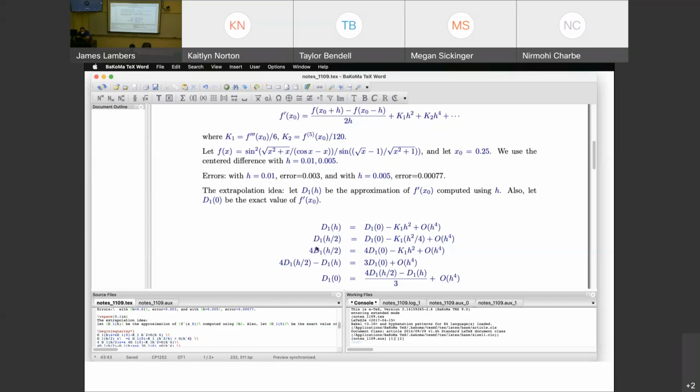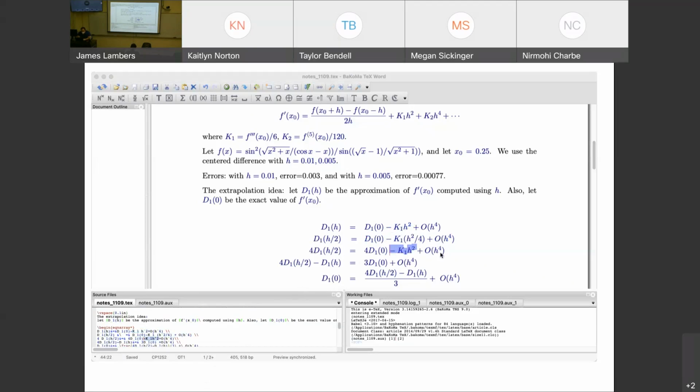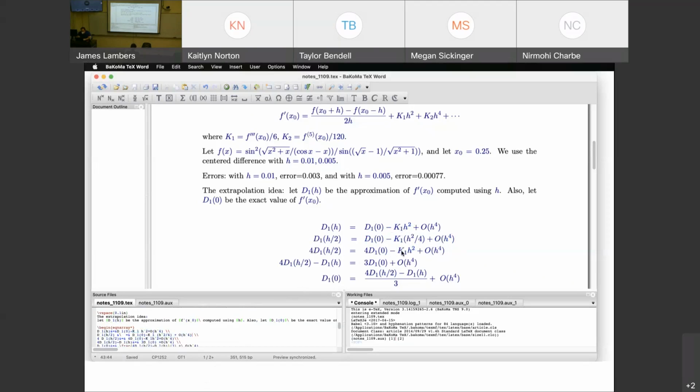So now, if I take this second approximation and multiply both sides of this by 4, now the leading error terms are the same. So now I can cancel these. So that's what I do. I take this approximation, or this equation, minus this one. The leading error terms cancel.